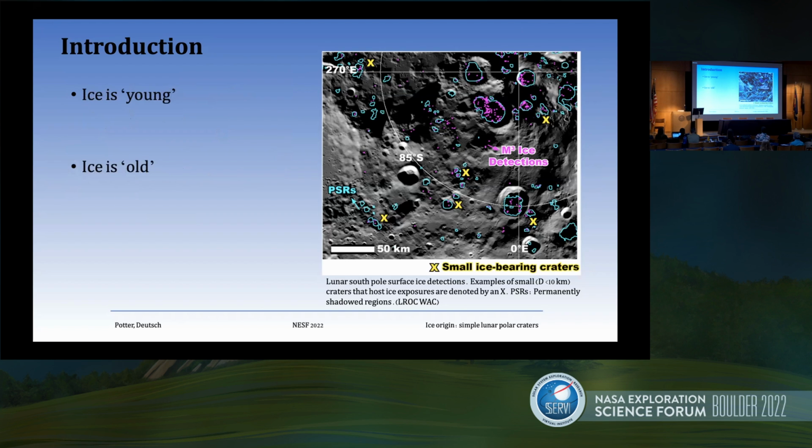So the ice could be young or the ice could be old. The ice could be young if it was in place after the formation of its host body. So in this case, it would likely be younger than about 3.5 billion years, so in place after the formation of the impact craters that it's found within or on top of.